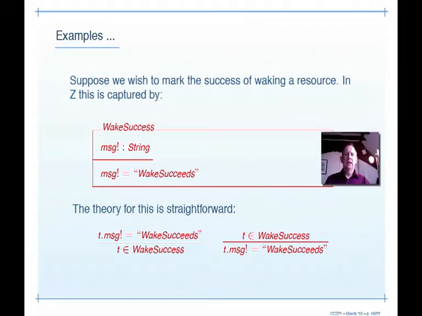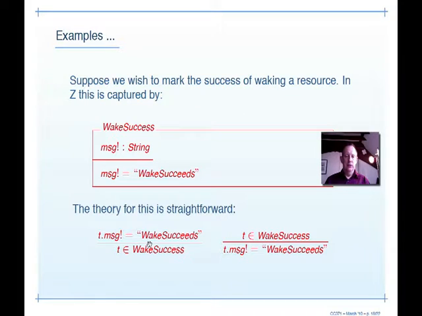Now, suppose we wish to mark the success of waking up a resource. And we might do that with the following operation, wake success. It has a single observation, message shriek. There's an output, which is a string, and we simply say that that message shriek should be wake succeeds. And the theory there is extremely straightforward.